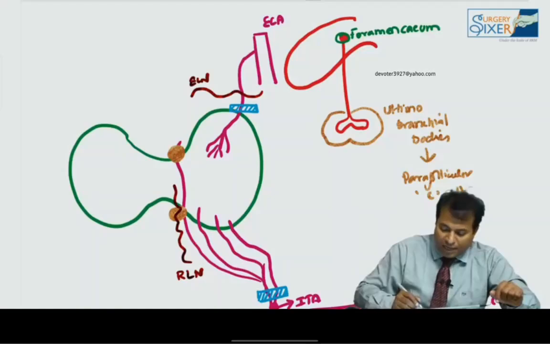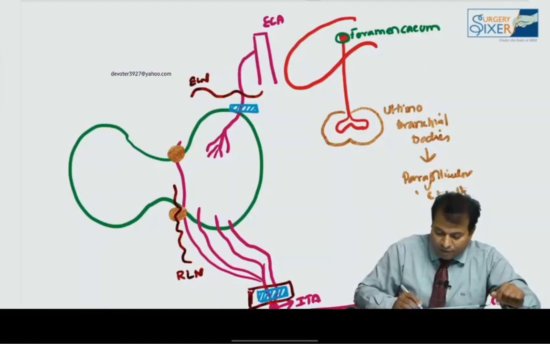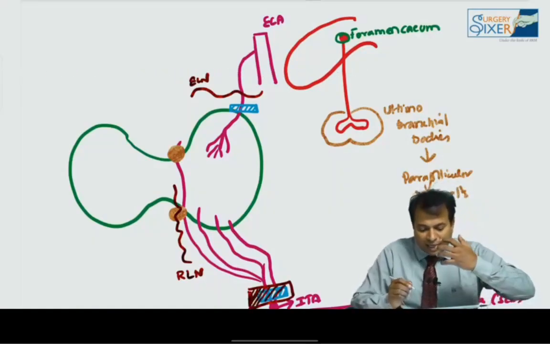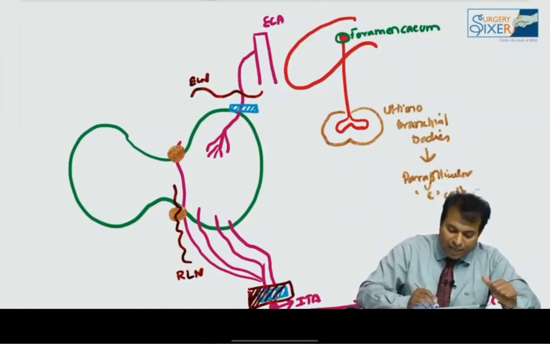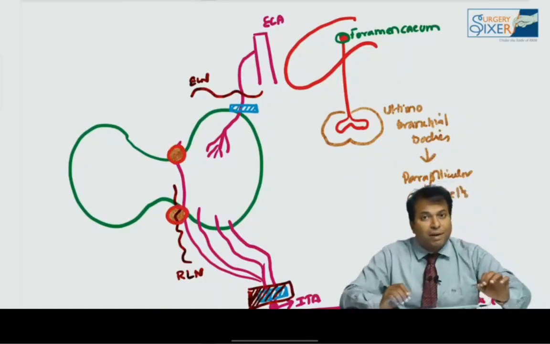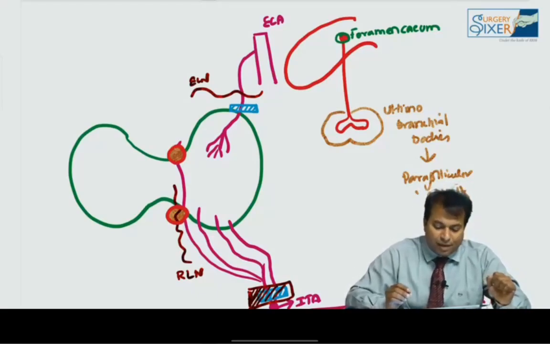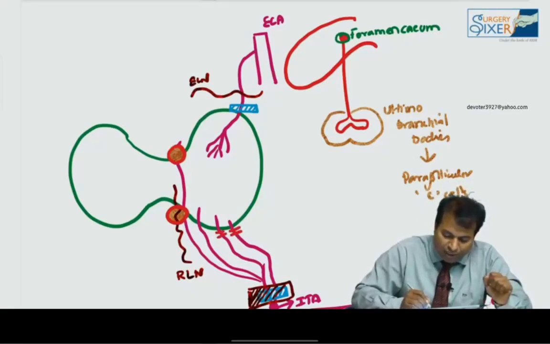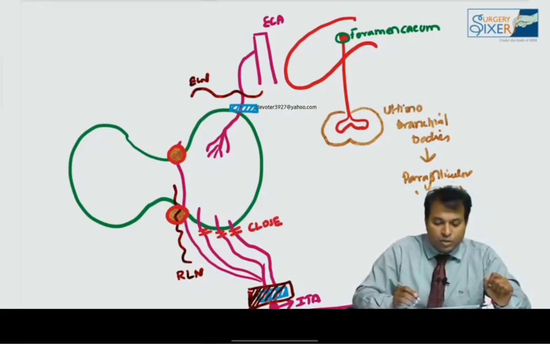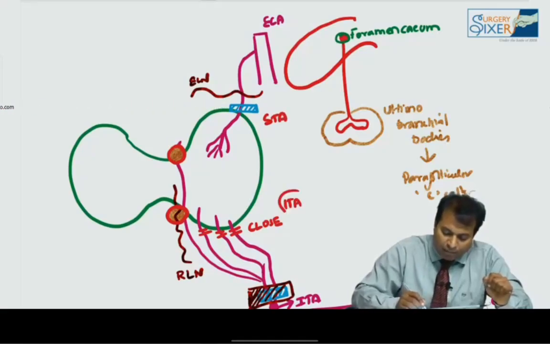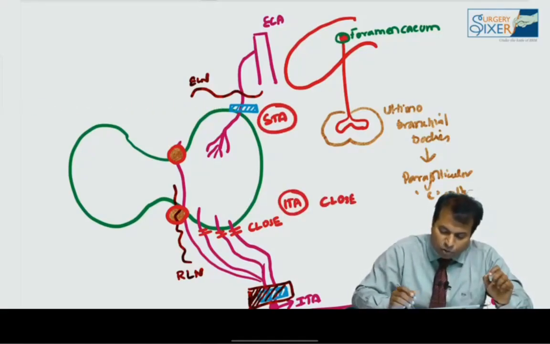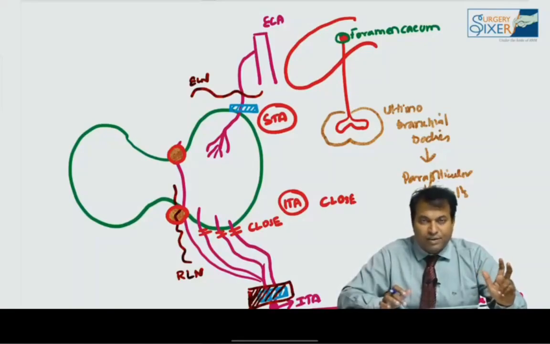But what problem happened as we started ligating the inferior vessels away from the gland? The major issue was loss of blood supply to the parathyroid glands, so the patient developed hypocalcemia. Therefore, now we ligate close to the gland. Please don't forget, both the superior thyroid artery and the inferior thyroid artery are ligated close to the gland.